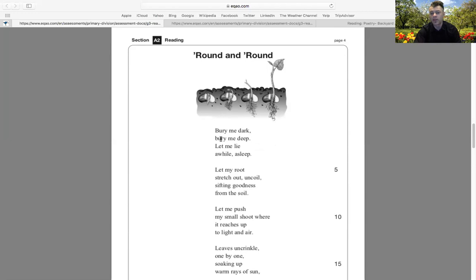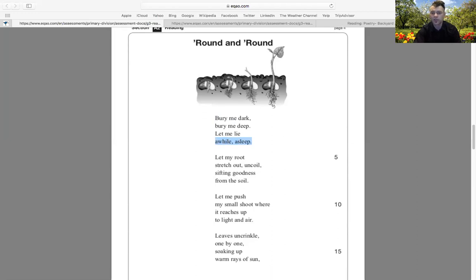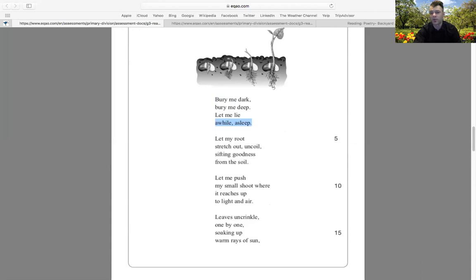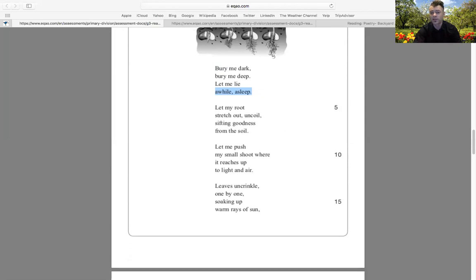Bury me dark, bury me deep. Again, here, some of that repetition. Let me lie a while asleep. Again, we have some personification here. We're giving human-like qualities to something that does not have those human qualities. We know that seeds do not sleep. Yes, they germinate, and yes, they're able to grow, but they're not asleep.